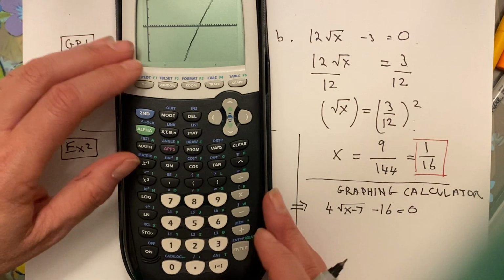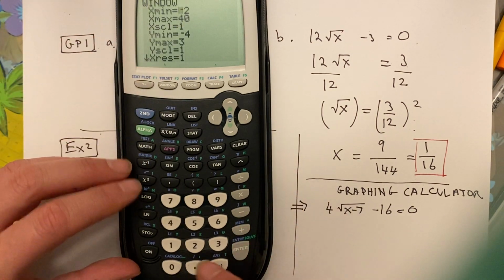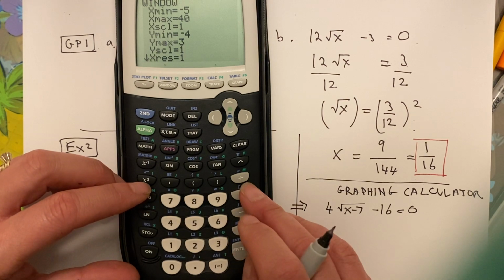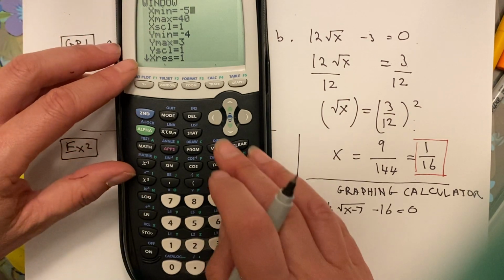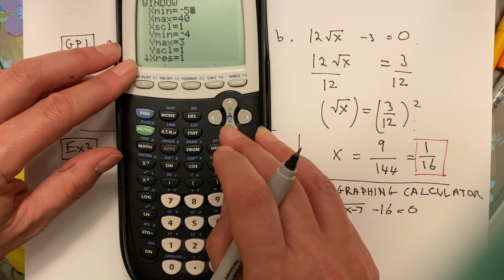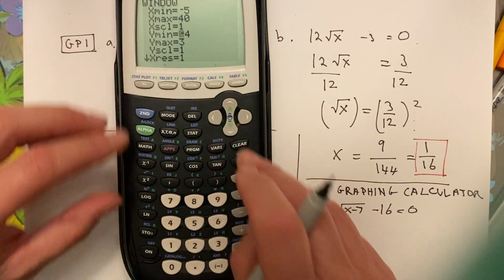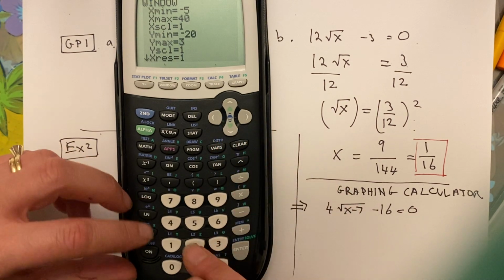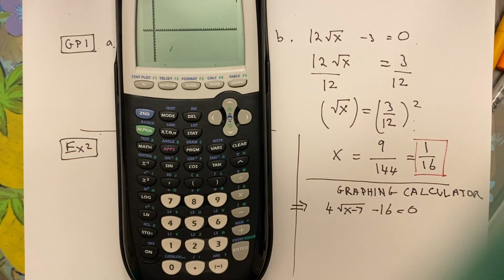All right, once more with my window. I'm going to get minus 5 for my x min. My x max I'll leave. And I'm going to zoom way out with my y's and see what happens. So minus 20, plus 20. Much better. Now I have a real graph.